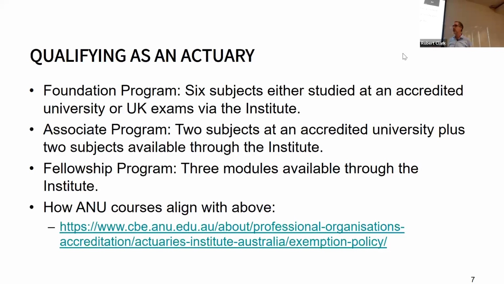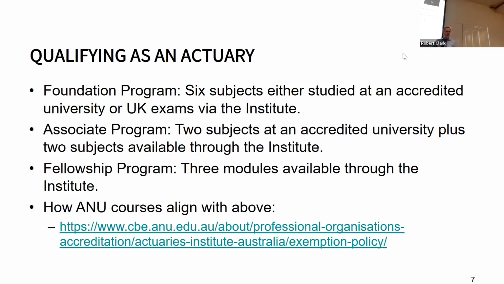For the foundation program, you'll do 6 exams. The exams are very substantial, as you'd imagine, and so each exam is really the equivalent of studying a full university subject. There's a payment involved and a registration process with the Institute and so on. But if you study instead at an accredited university, you can achieve these exemptions without having to do the actuary exams. You can also do the exams in the UK, so the Australian qualifications line up with the UK corresponding qualifications.